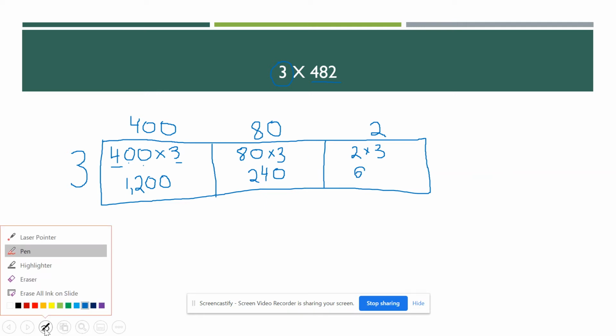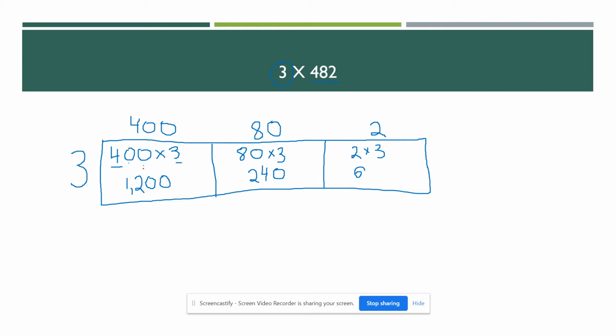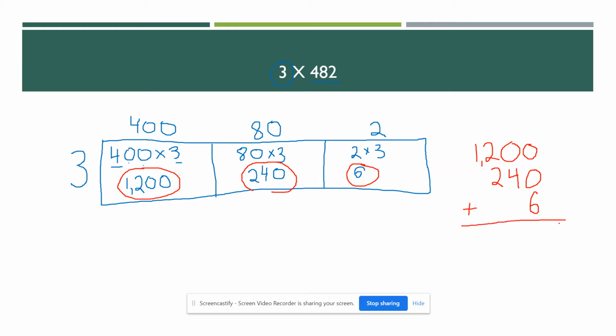I will change my color here for the next thing I'm going to do, which is take these partial products, because they are part of the larger product, and I'm going to add them together for my final answer. We always remind your students to make sure they are lining up by place value and starting their addition in the ones. 240 and 6. I always encourage them to line them up with the greatest one, then the next greatest, and the next greatest until they get down to the least to keep their work organized.